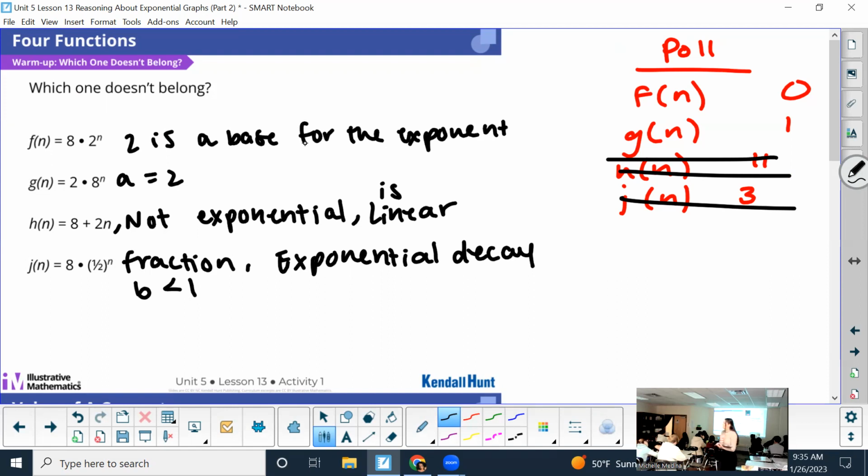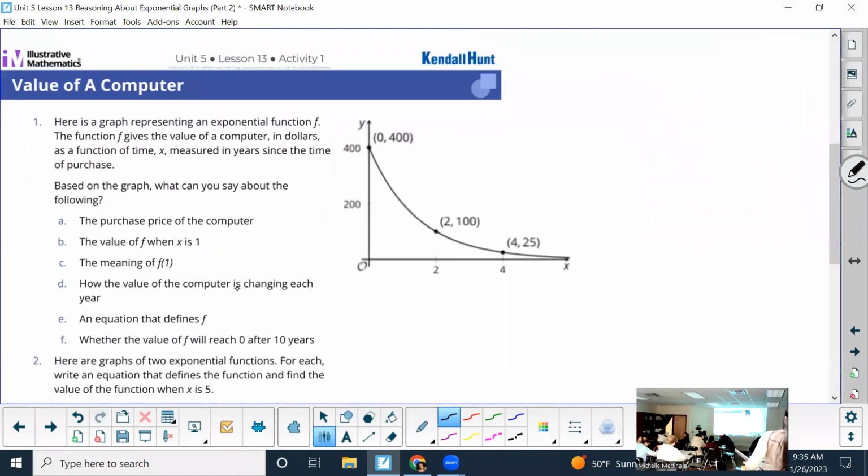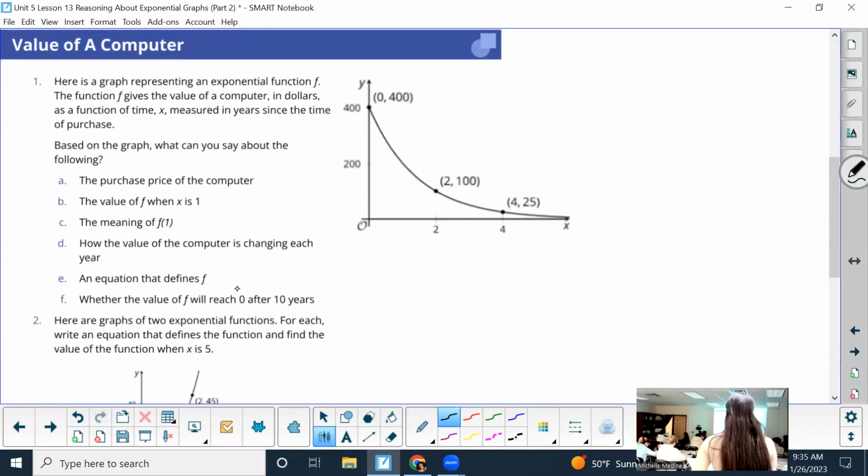All right. So you can find reasons why any of them don't belong. Any questions on that exercise? All right, but making those observations is good. Knowing the difference between linear and exponential, especially, is like the main part of Unit 5. All right, so moving on to what is actually on your paper.